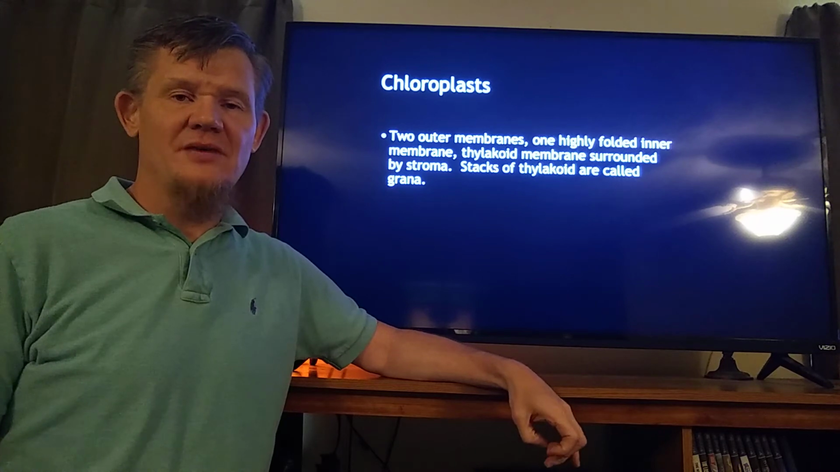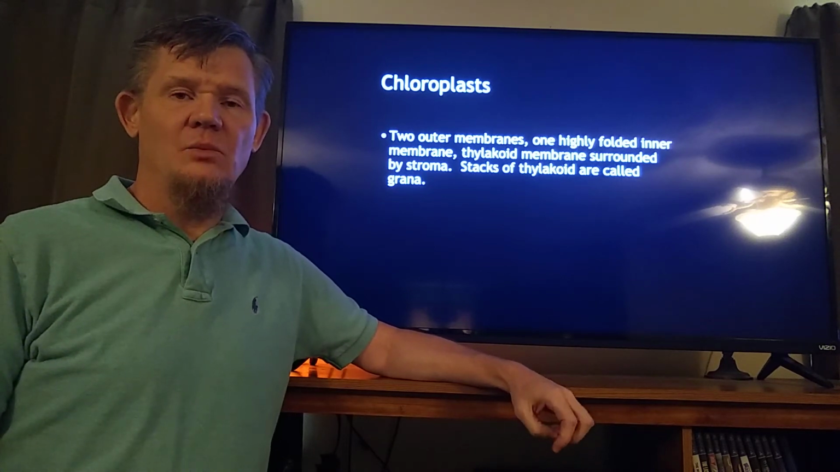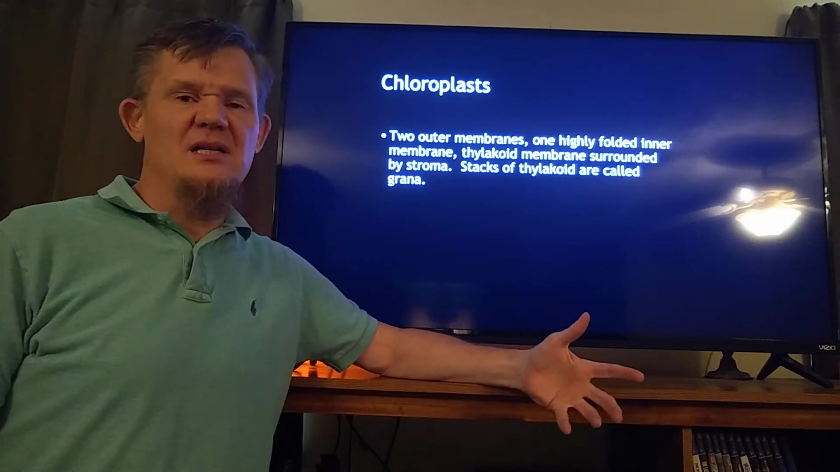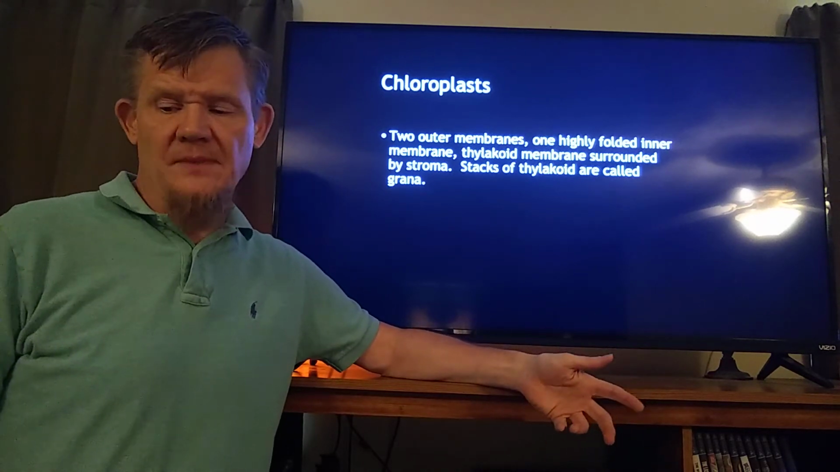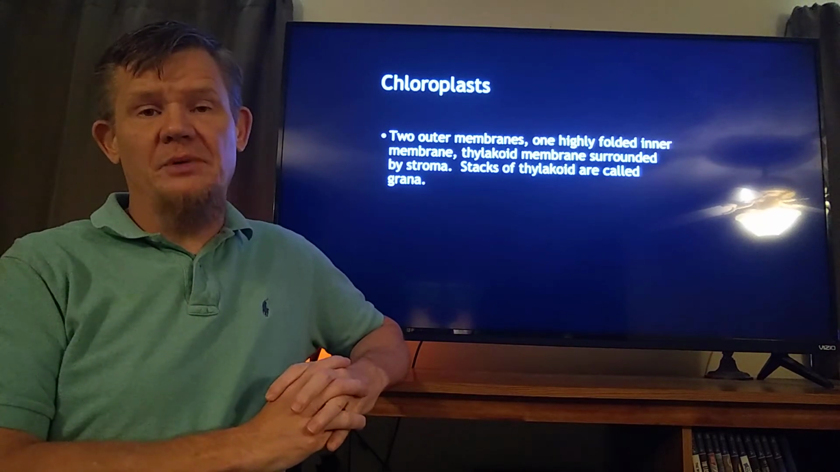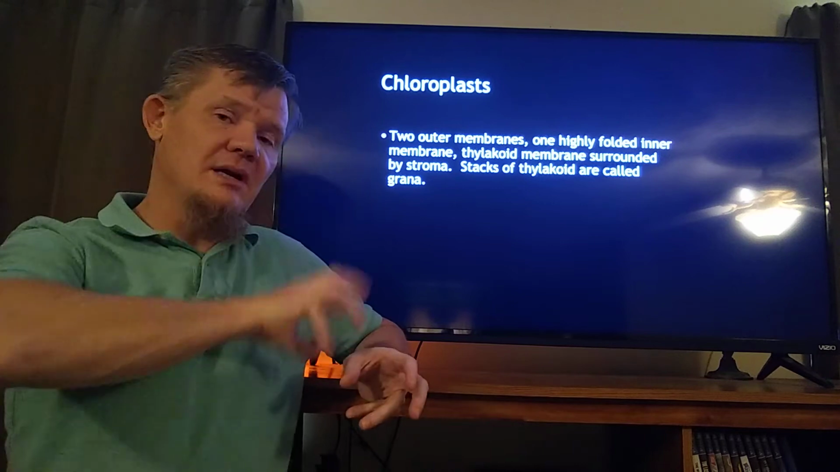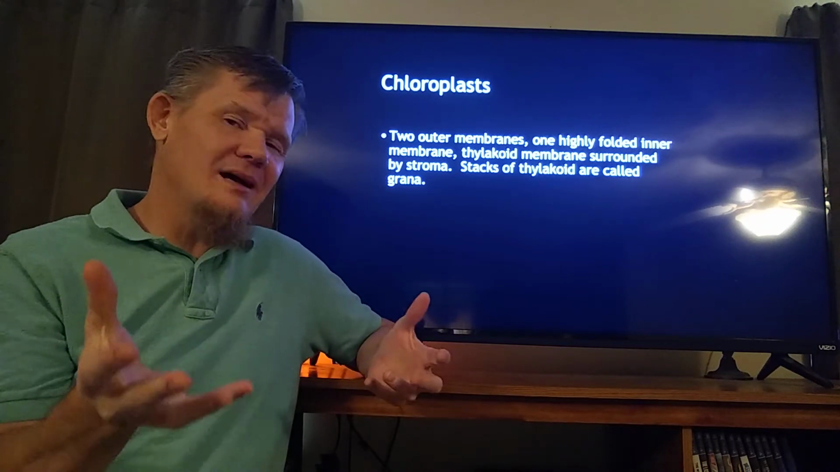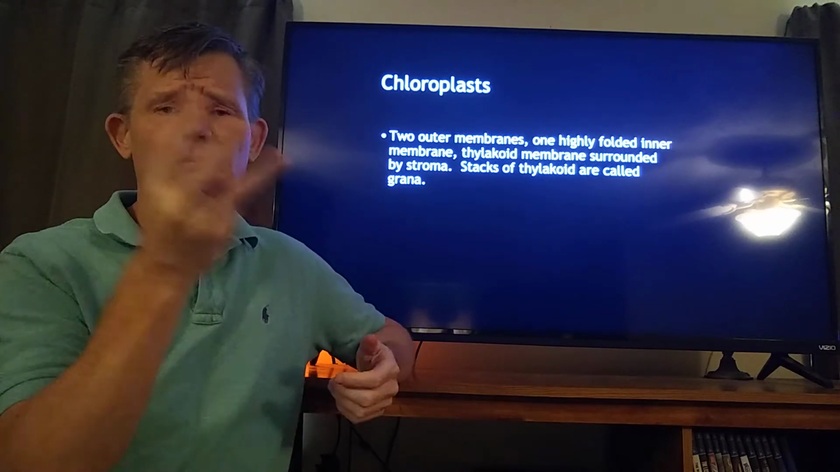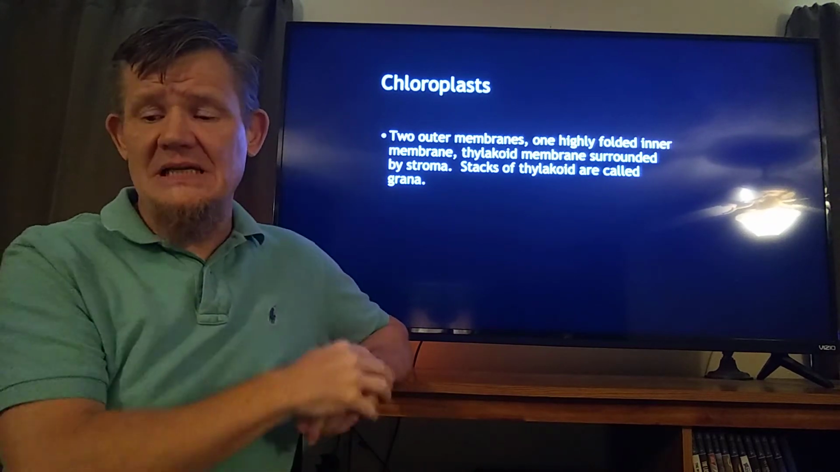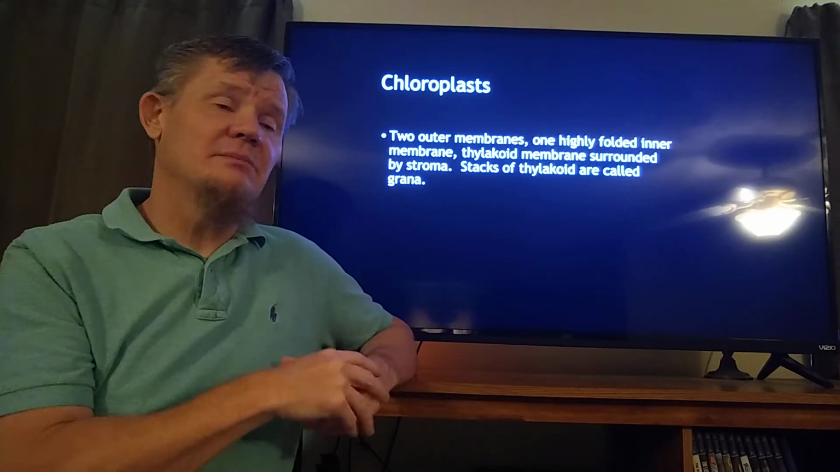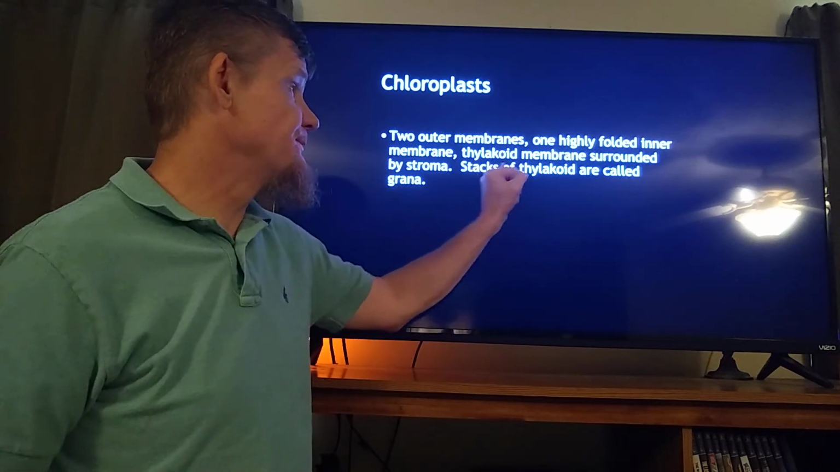Welcome back to Chapter 7, Photosynthesis. We are talking about chloroplasts, the organelle responsible for this process called photosynthesis. Remember that we talked about the chloroplast having two outer membranes. For our purposes, that's not terribly important. What is important to us is the third membrane, the highly folded inner membrane. This highly folded inner membrane is called the thylakoid membrane.